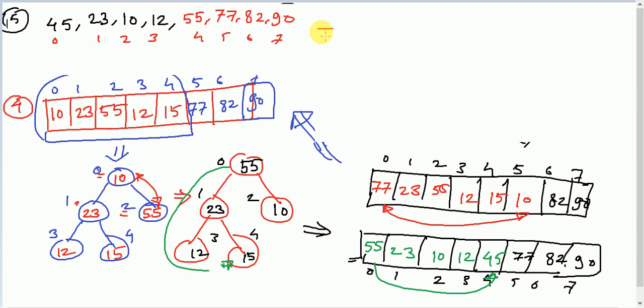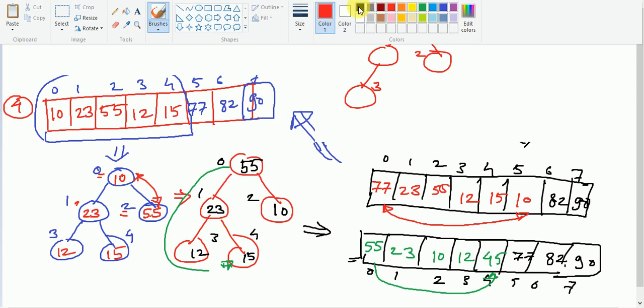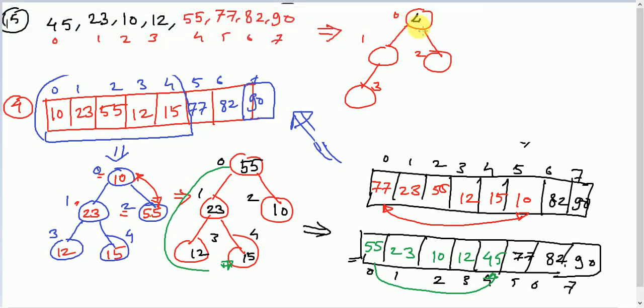Again we'll call heapify for this particular array. So we'll construct a heap only from 0 to 3. So 0, 1, 2 and 3. We'll put the values here, so we'll get 45, 23, 10 and 12.